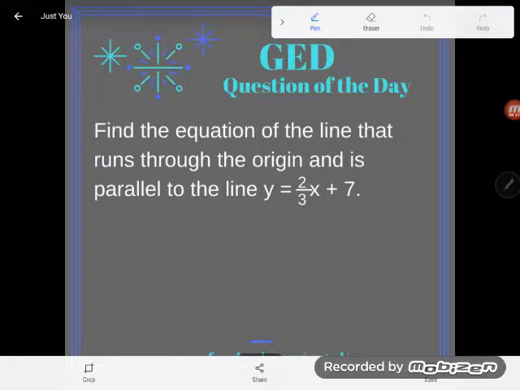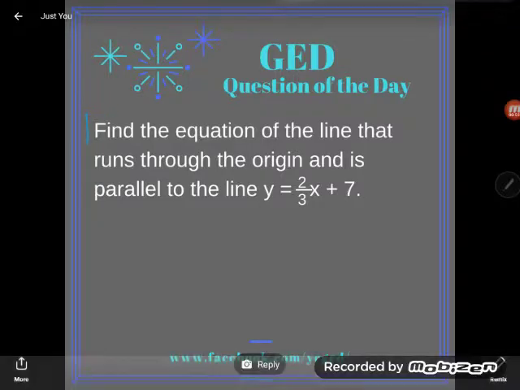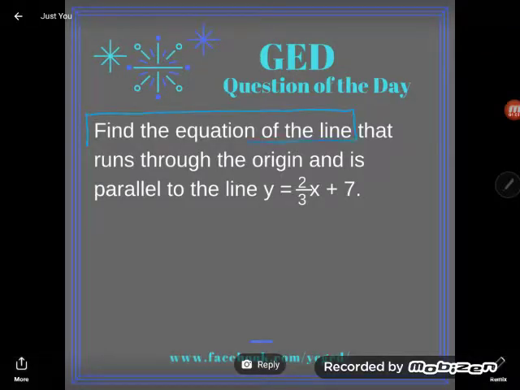Here we go. It says find the equation of the line that runs through the origin and is parallel to the line, all of that jazz. So they told me to find an equation of a line. Let's remember that when I'm told to find the equation of the line, that means my answer is going to be in the form of an equation of a line.